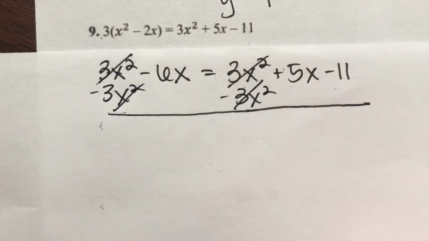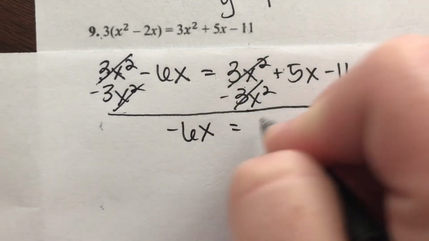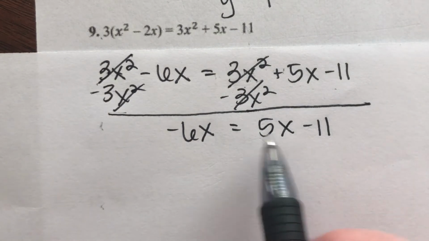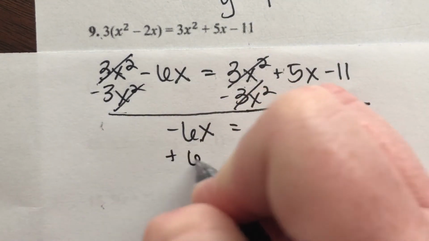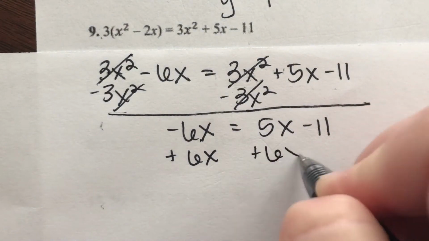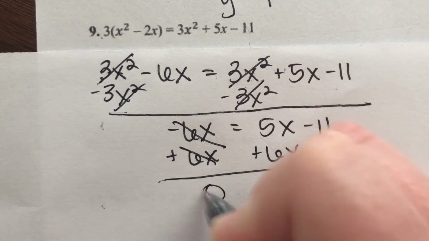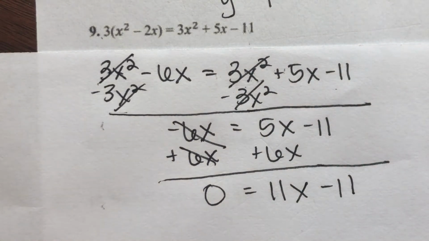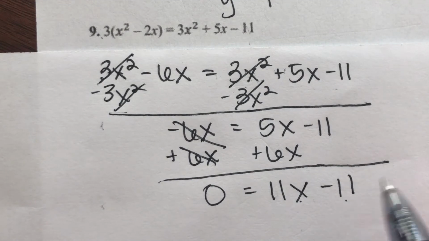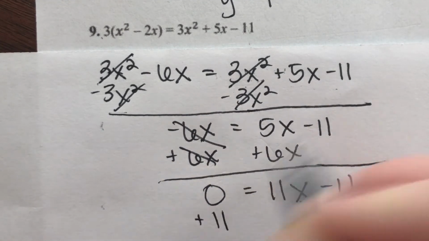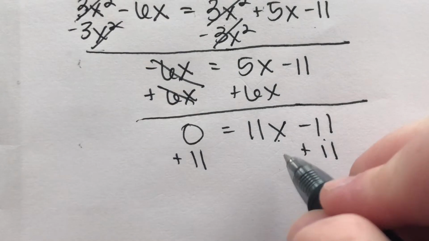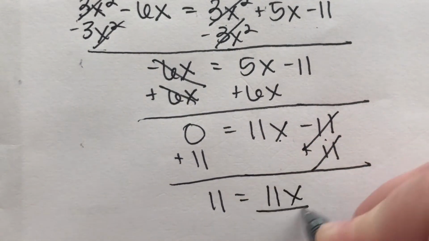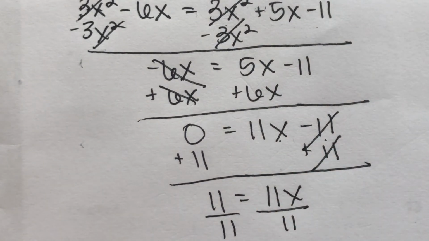So they cancel out. And we're left with negative 6x equals 5x minus 11. Now I want to get rid of my smallest x. That's negative 6x. So I'm going to add 6x. Add 6x. That's 0 equals 11x minus 11. And I want to get x alone, so I need to get rid of minus 11. I'm going to add 11. These go away. 11 equals 11x. Divide by 11. Divide by 11. X is going to equal 1.